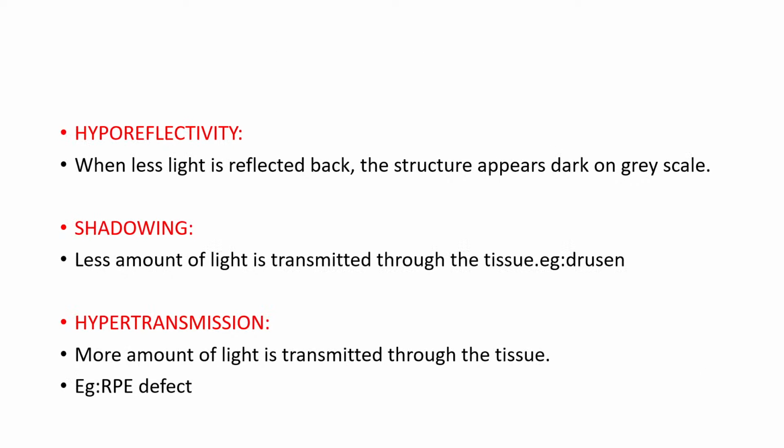Hyporeflectivity. When less light is reflected back, the structure appears dark on the grayscale. Shadowing. Less light is transmitted through the tissue in case of drusen. Hypertransmission. More light is transmitted through the tissue in case of retinal pigment epithelium defect.